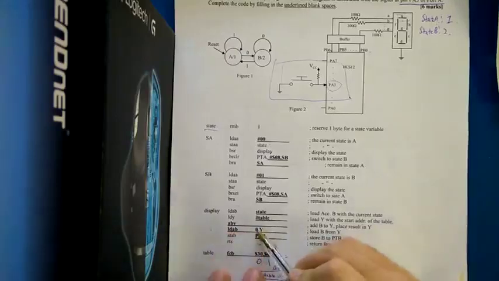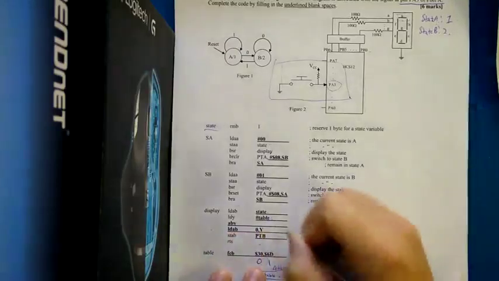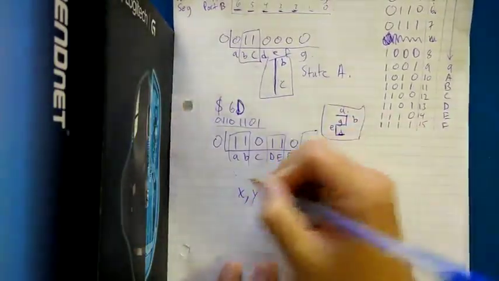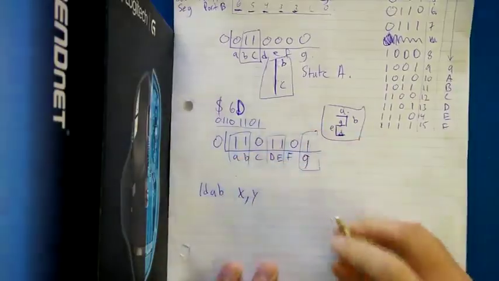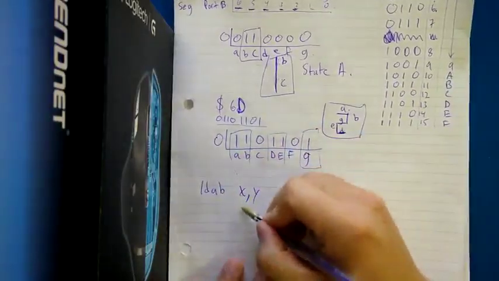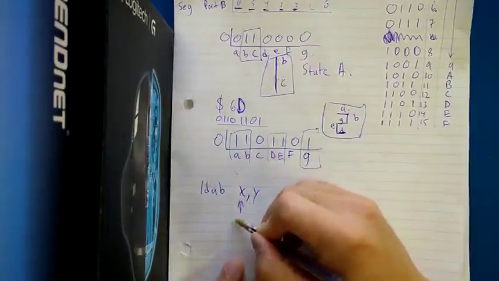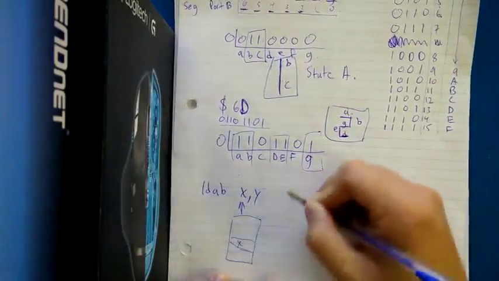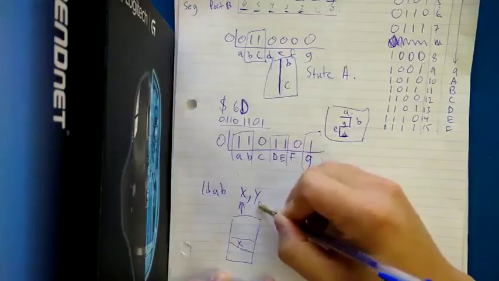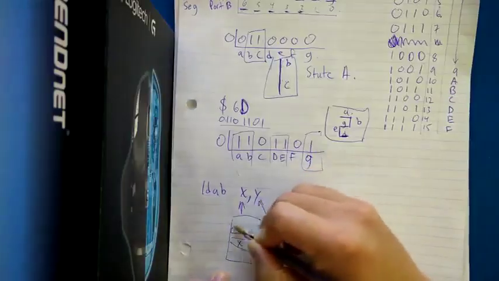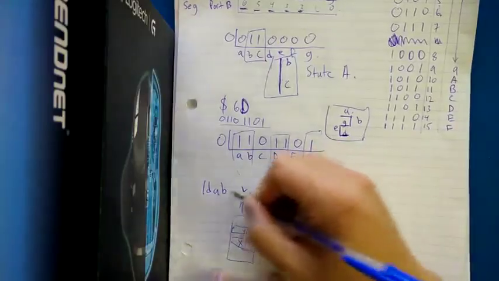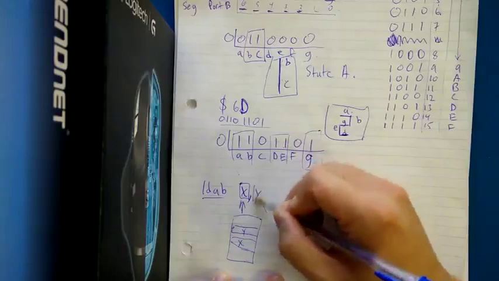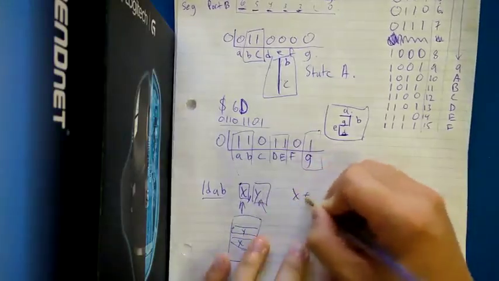Let's write it over here. Let's say it was like X comma Y, LDAB, right? This means that this position in the memory, let's say this is X, plus this position, and let's say this is Y. So when you do load accumulator B, it'll load X plus Y.